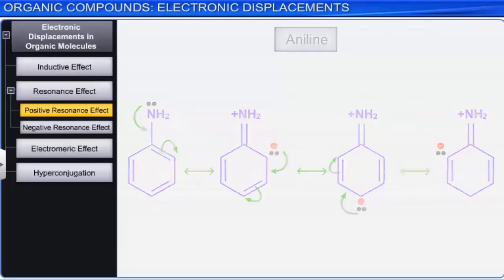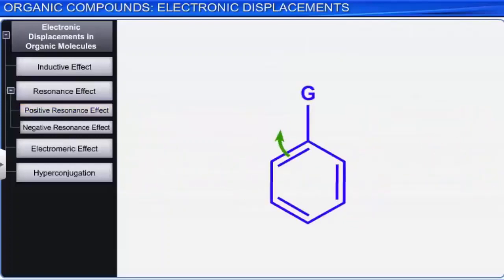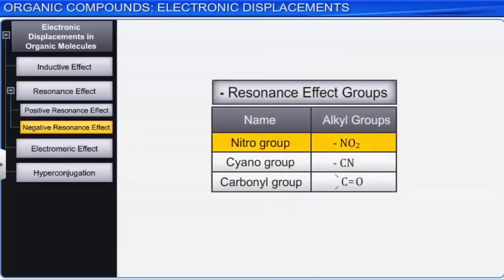When the electron shift takes place in the direction of the atom or substituent group attached to the conjugated system, it is called the negative resonance effect. Nitro group, cyano group, and carbonyl group are some of the examples of negative resonance effect groups.